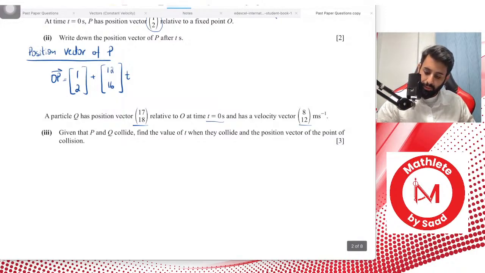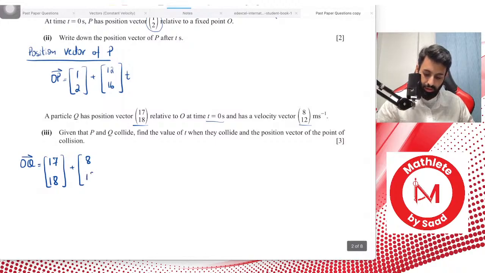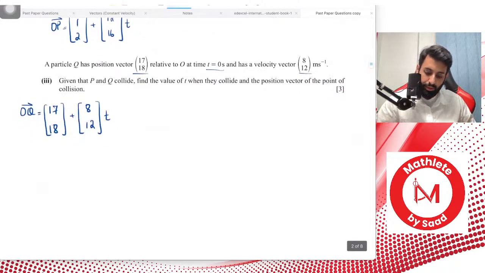So if I want to write down the position vector of Q after t seconds, this is how it's going to be. (17, 18) plus, every second it's moving 8 meters to the right and 12 meters above, so (8, 12). So where exactly will particle Q be after t seconds? For that, we'll multiply that by t. Let's read the question further, see what it says. It says, given that P and Q collide.